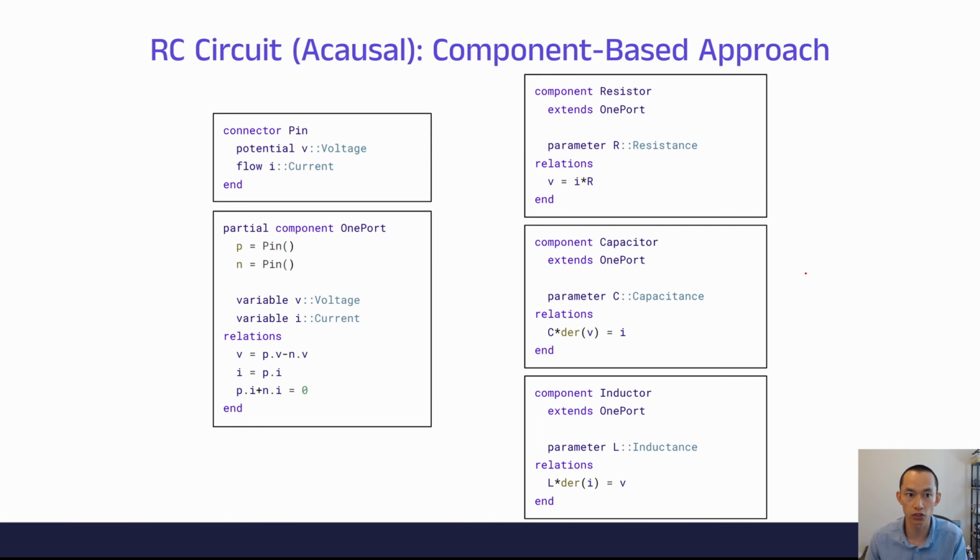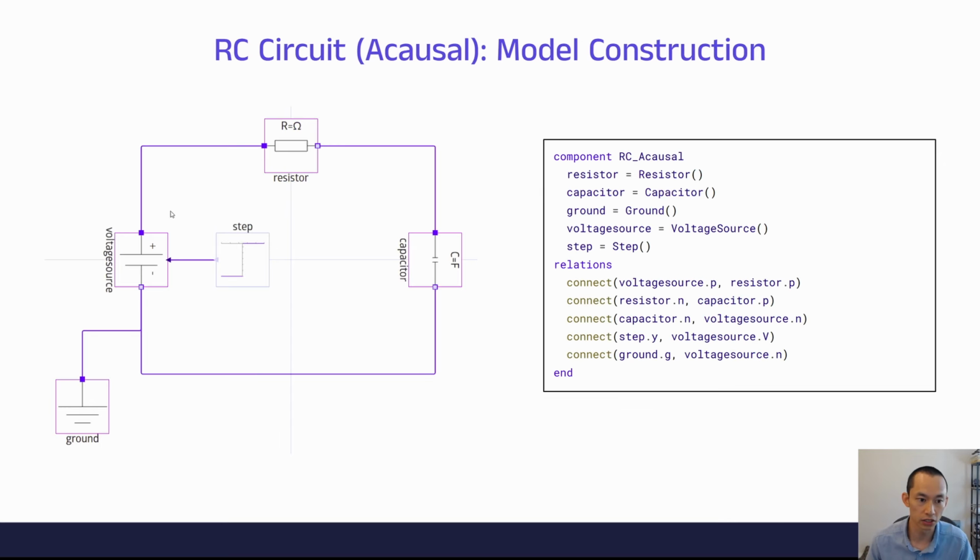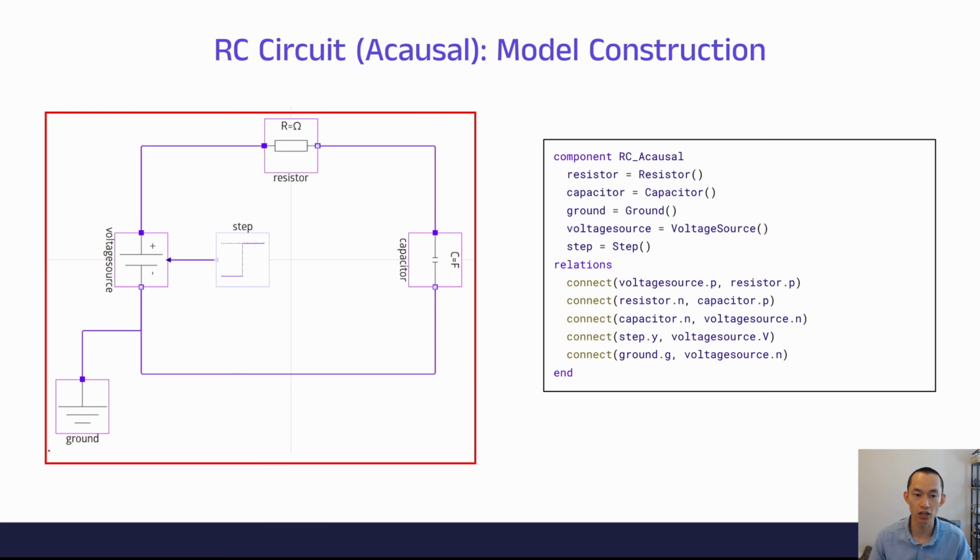So now how do we construct our RC circuit? On the left side over here, we see the graphical representation of the block diagram inside Dyad. And here, what we see is we have a resistor and a capacitor connected in series. And we also have a voltage source right here. This voltage source is attached to a ground component, which provides a reference voltage of 0. And then there's also a step input right here, which tells the voltage source what the voltage signal should look like. All right, so this is the RC circuit using the acausal modeling approach.